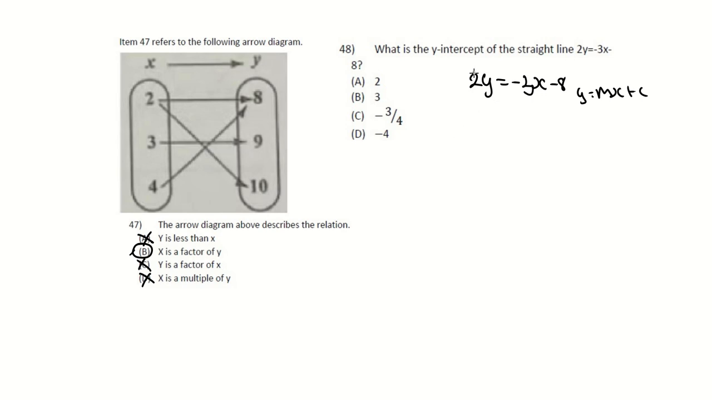So we need to make y the subject. When you carry across, multiply by 2, it'll turn to divide by 2. So that's y is equals to negative 3x minus 8, all divided by 2. If you separate it, y is equals to negative 3x over 2 minus 8 over 2. So minus 8 over 2 is negative 4. So the answer would be D.